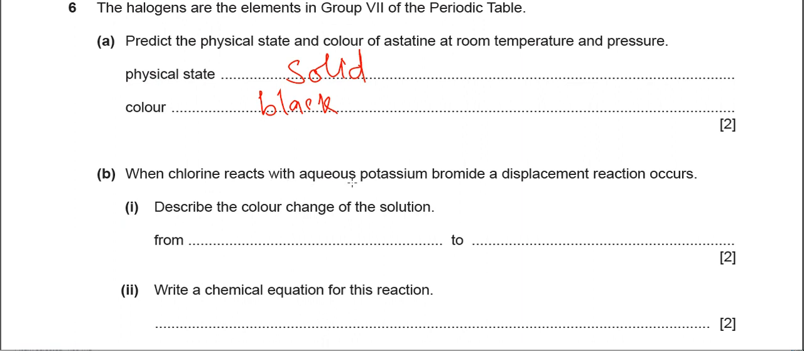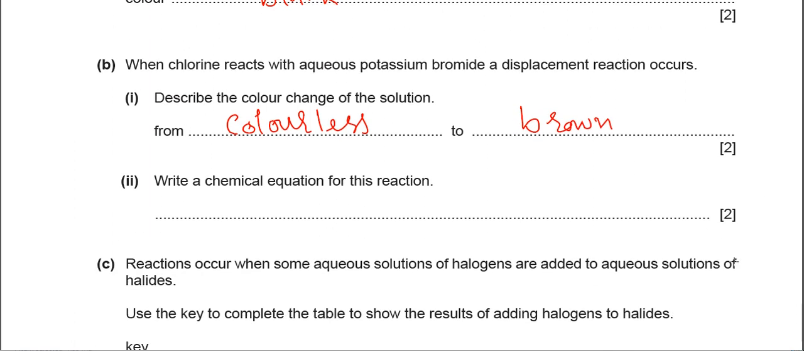When chlorine reacts with aqueous potassium bromide, a displacement reaction occurs. Describe the color change. So we can say it is from colorless to brown, or you can write orange, but only one please, brown or orange. Now he says write the chemical equation.